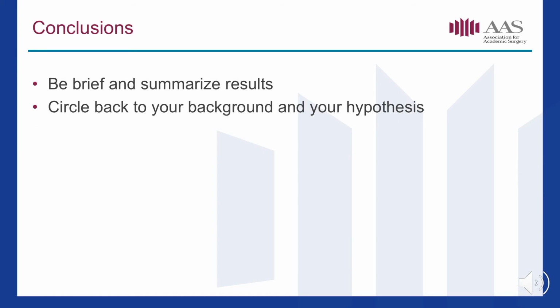At the end, you want to be brief and summarize your conclusions and your results. And then finally, you want to circle back to your hypothesis. And in doing so, you've shown where you've started and what you thought was going to happen, and then what did happen at the very end.